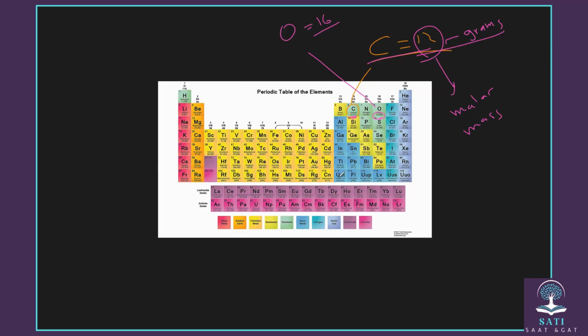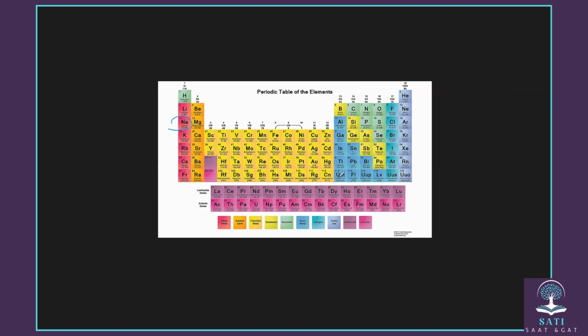So for example, if we take another element, sodium, as you see, this is sodium here, and it is 22.9. So sodium equals 23. What does the 23 mean again? It means molar mass. And what does molar mass mean? This 23 that is written for sodium means 23 grams, as mass, not weight. So that means 23 grams is the mass of 1 mole of sodium atoms.